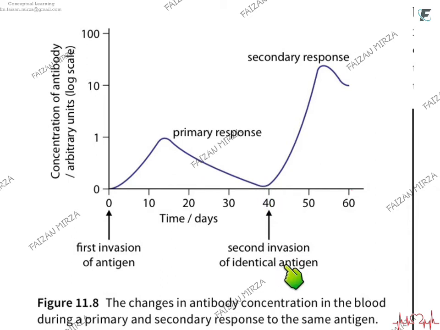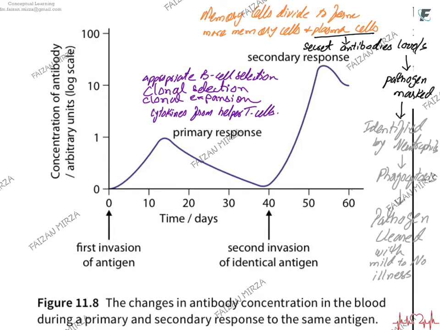The second invasion of an identical antigen, or the same antigen, comes again, or a similar antigen. Since the memory cell was there, the memory cell will quickly divide to form more memory cells and plasma cells. The plasma cell will quickly start to produce antibodies, and in a very short span of time these antibodies will increase at a very high rate. You can see that the same clonal expansion occurred, and these memory cells, since they were there, ended up producing plasma cells. So the antibody titer increased very quickly, and the pathogen got marked and identified by the neutrophil. Phagocytosis proceeded, and the pathogen cleared up with mild to no illness. So this is the primary immune response and the secondary immune response.